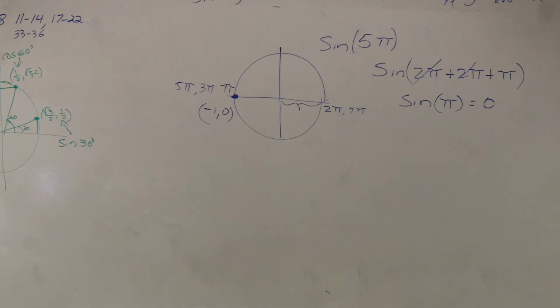And also, check it in your calculator. Do sine of 5 pi and then do sine of pi. You'll get the same answer, which will be 0.